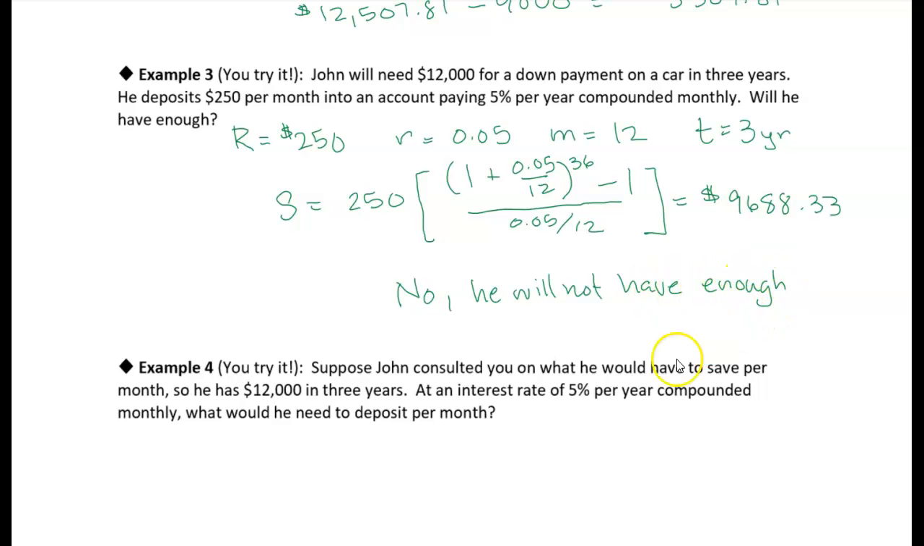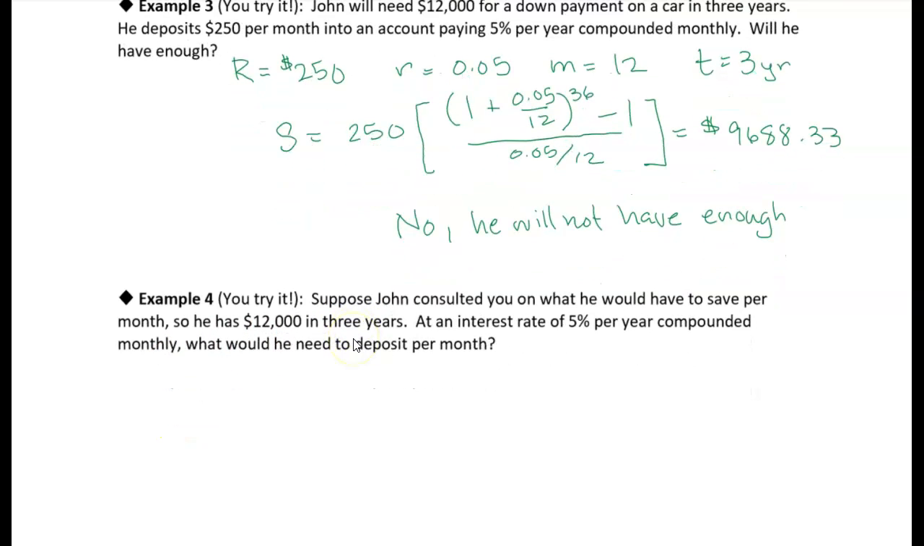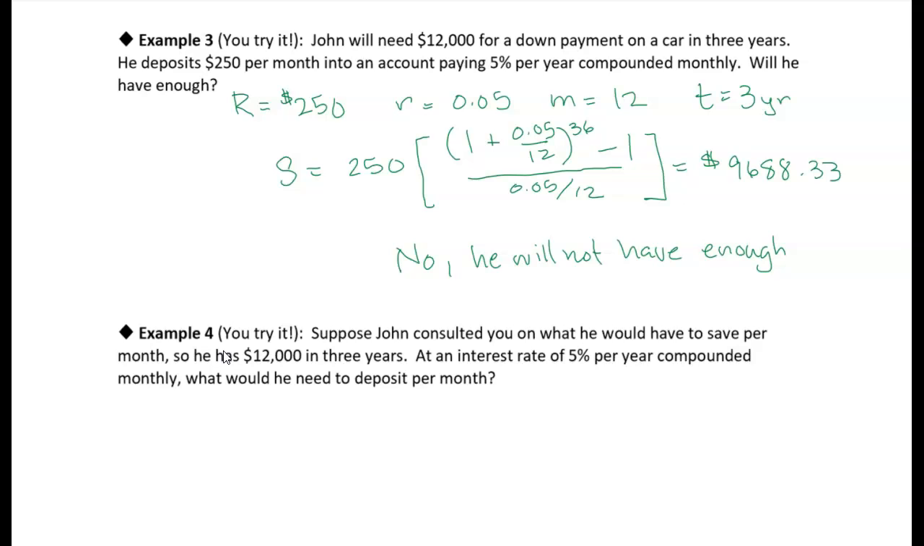All right. Now this example 4 is related, all right? Because now suppose John came to you and said, "Well, how much should I set aside? I'm looking at this, and I'm not going to have enough to get 12,000." So how much should he set aside? All right, let's see if we can figure that out.